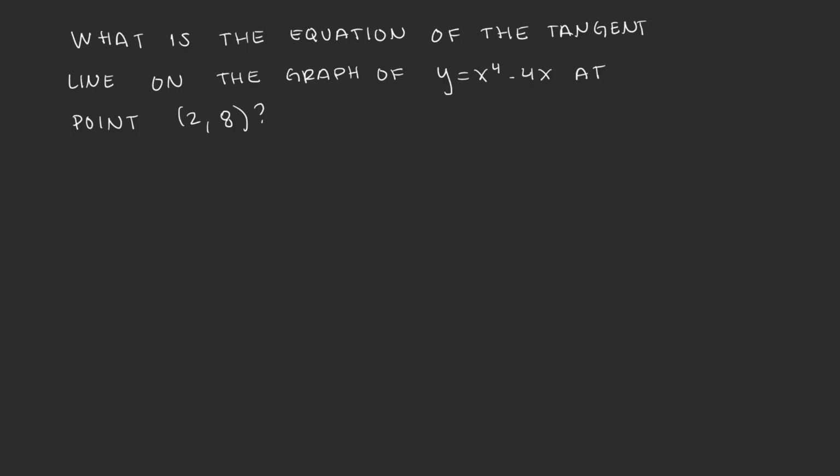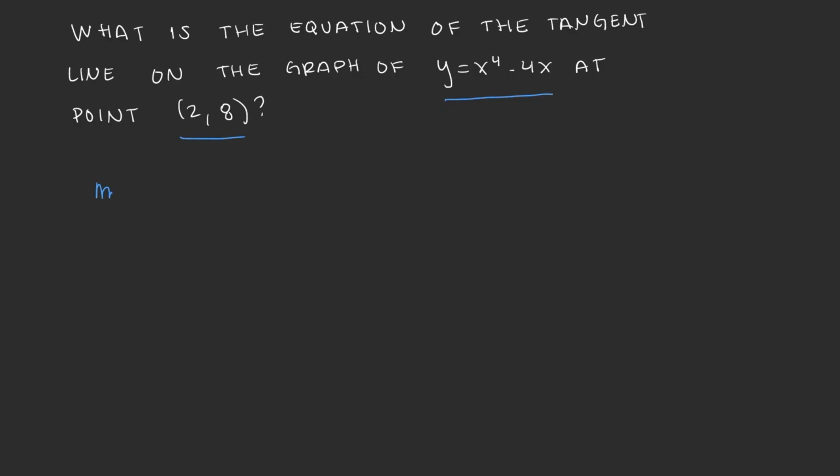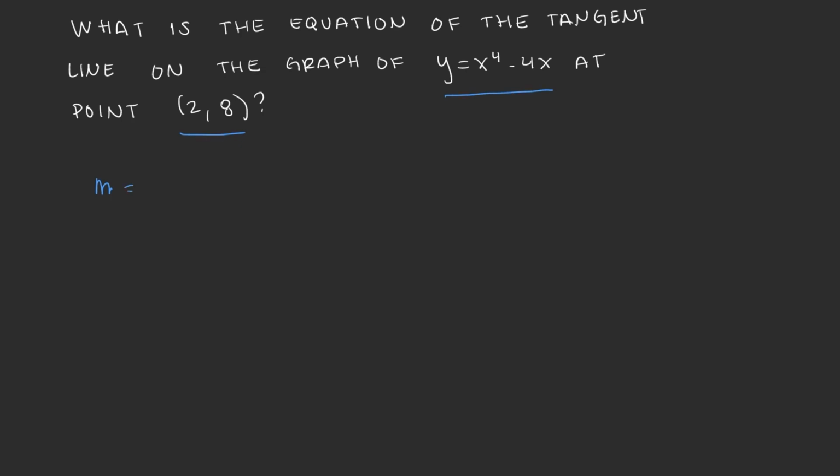So here it is. What is the equation of the tangent line on the graph of y equals x to the fourth power minus 4x at the point 2, 8? Okay, so the first thing that we need to find is the m. Remember, from either the point-slope formula or the slope-intercept formula, the m is equal to the slope. So how do we get the slope? Well, we're going to need the derivative.